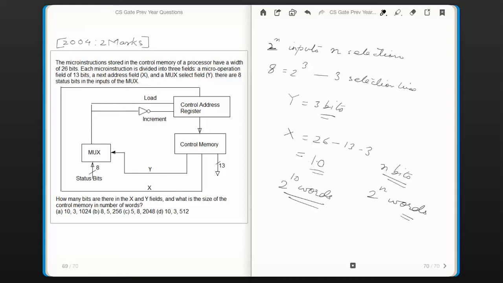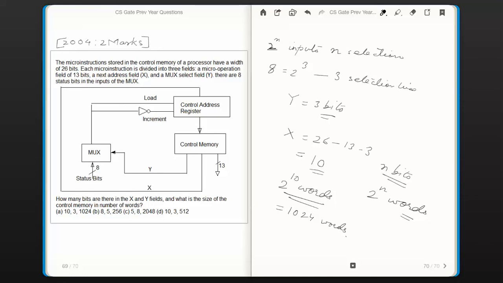Here we have 10 bits of address field, and with that we can address 2 to the power 10 words. That means the control memory contains 2 to the power 10 micro instructions, or words. So the size of the control memory in number of words is 2 to the power 10, that is 1024 words in total.